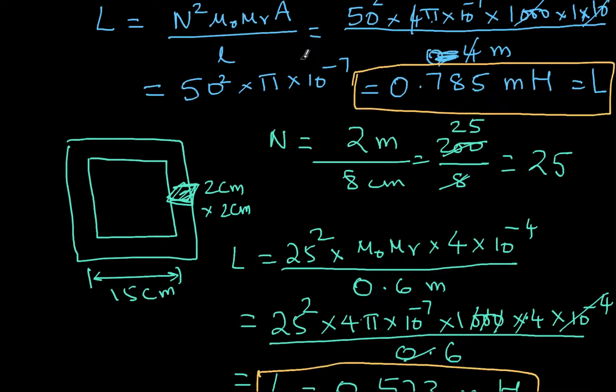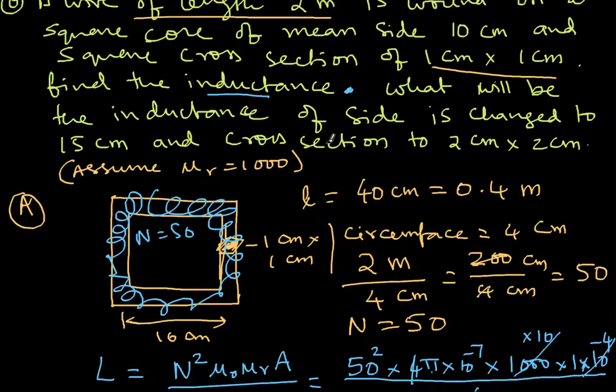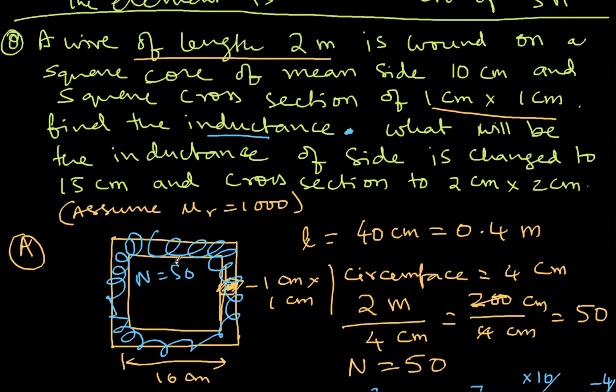I hope this short problem has given you some more understanding of how the inductance varies with the geometry of the winding and the geometry of the core.